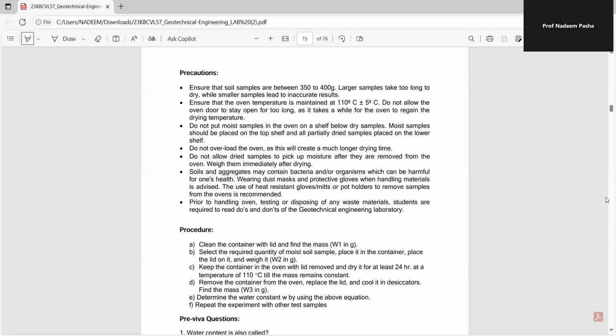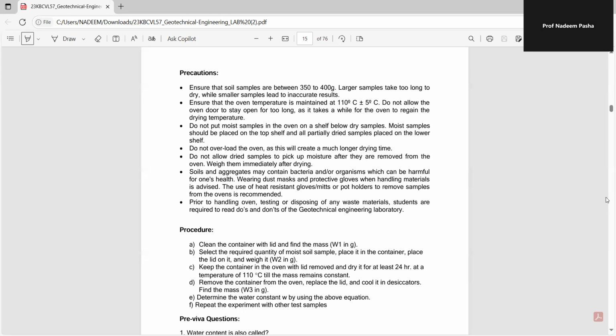Ensure that the oven temperature is maintained at 110 degrees Celsius plus or minus 5. Do not allow the oven door to stay open too long, as it leads to a drop in the drying temperature. Temperature and oven maintenance should be monitored carefully. Do not put a moist sample in the oven on a shelf below a dry sample. The moist sample should be placed on the top shelf and the dry sample placed on the lower shelf. So in the oven, the moist sample should be placed on the top shelf.